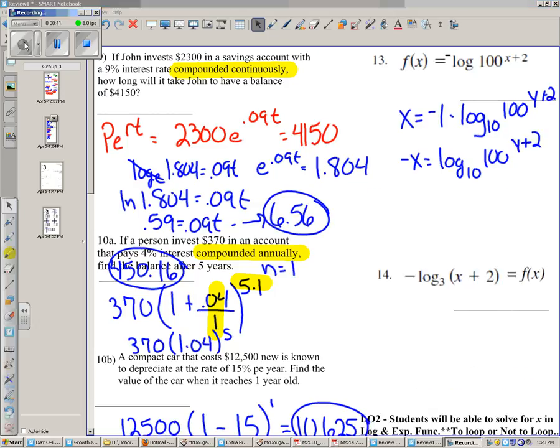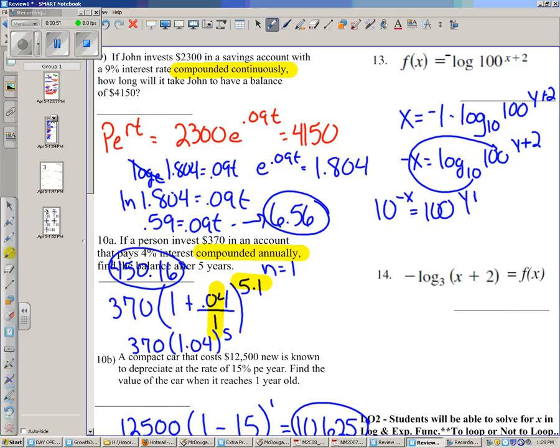All right, now I'm ready to loop. So it's going to be 10 to the negative x power equals, and then everything over here. And now what I need to do to get y by itself is actually, I'm going to get a common base between 10 and 100, which is going to be 10. So that 100 I'm going to rewrite as 10 squared.